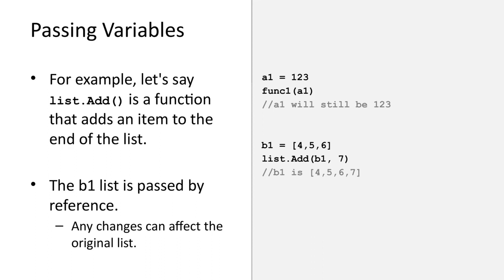In the example, a list.add function is called. This function has 2 arguments. The first argument is a list, so it is a complex data type that is passed in by reference. The second argument is the value 7, so it is a primitive data type that is passed in by value.